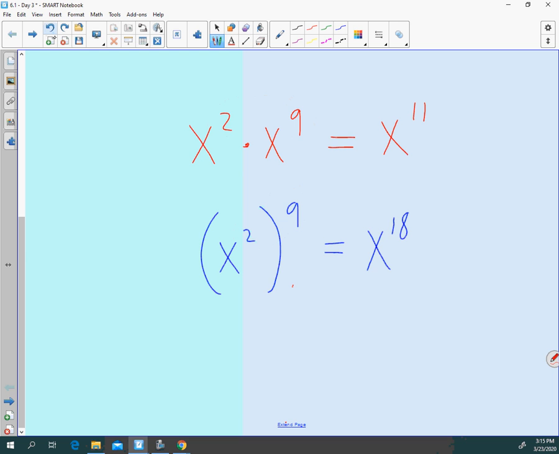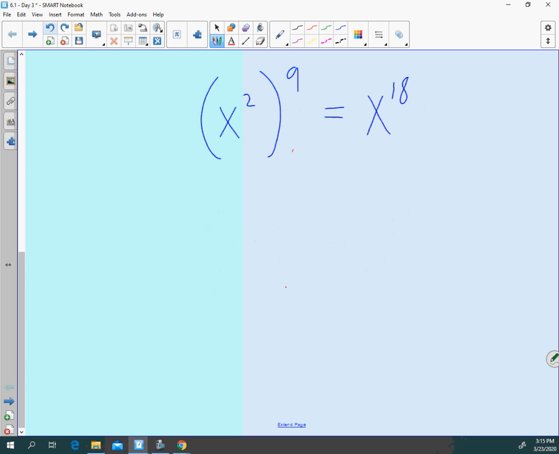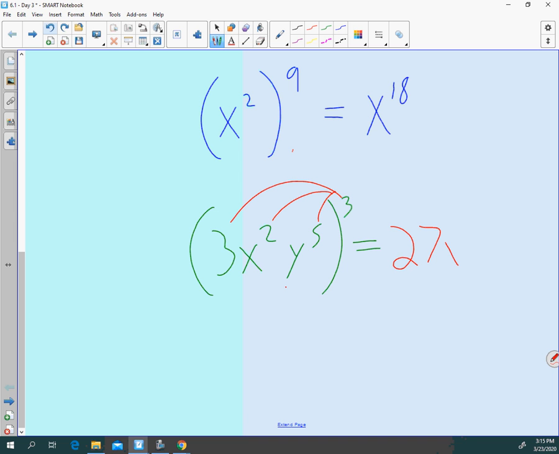Then we talked about, let's see, let's use green on this one. We did ones that looked like this: 3x squared y to the 5th. And on that one, we had, let's do it all to the 3rd power. And that one really distributed out to each piece. And you got 3 to the 3rd, which is 27, x to the 6th, y to the 15th. Okay, you see that?